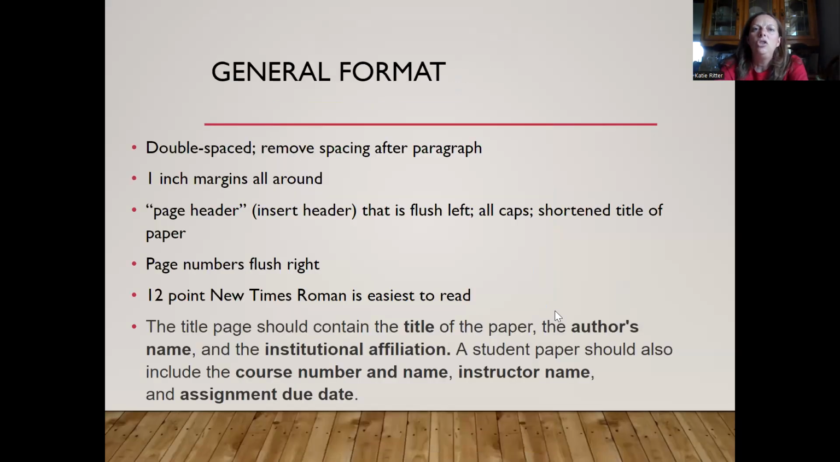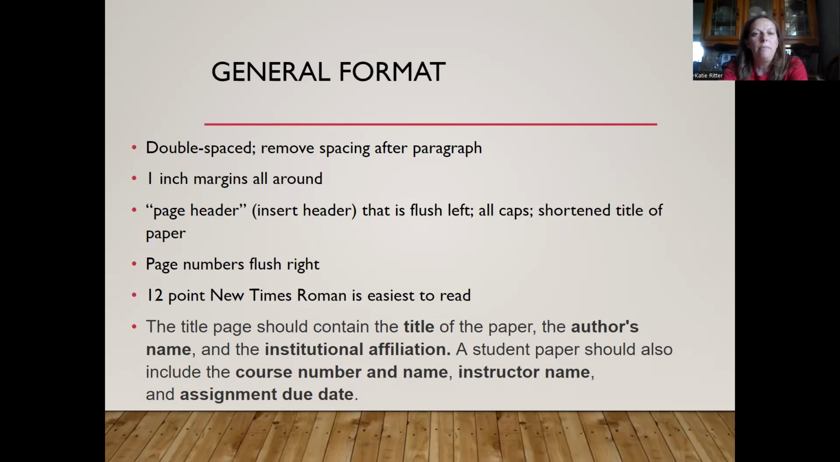Okay, so just considering the general format of your paper. First off, your paper is always going to be double spaced with everything. You are also going to need to remove your spacing after paragraphs. So when you are in Microsoft Word, that's one of the tools that's up at the top. You can add a space after or before a paragraph or remove that spacing. So you need to remove it. That means that whenever you're typing your paper, you shouldn't be able to tell that there's extra space between the end of a paragraph and the beginning of a new one. You are going to have 1-inch margins all the way around.